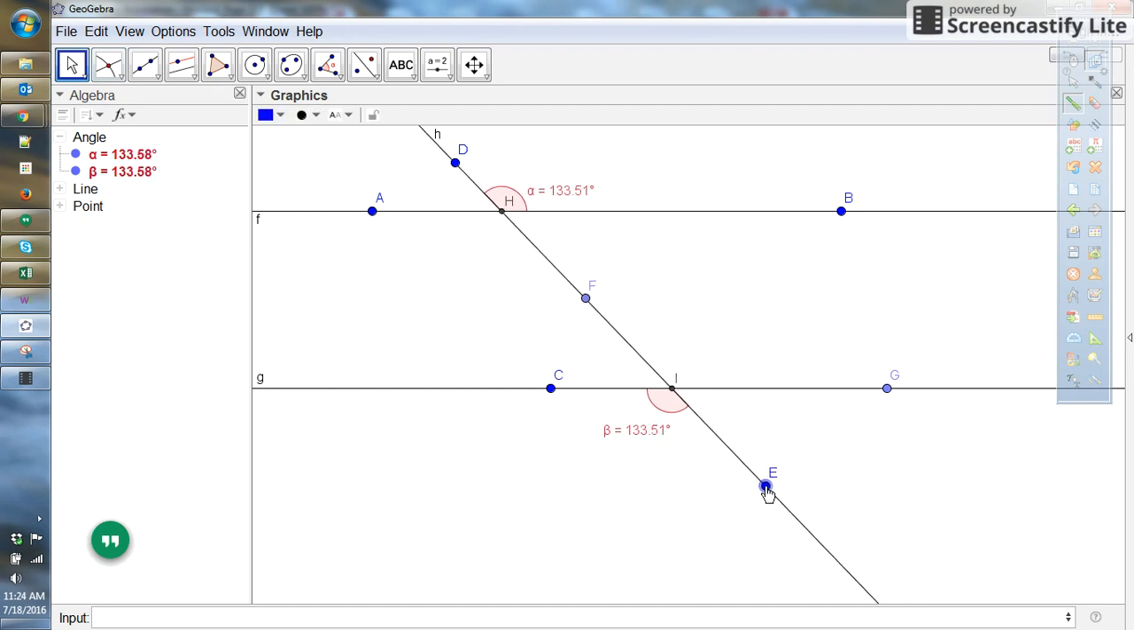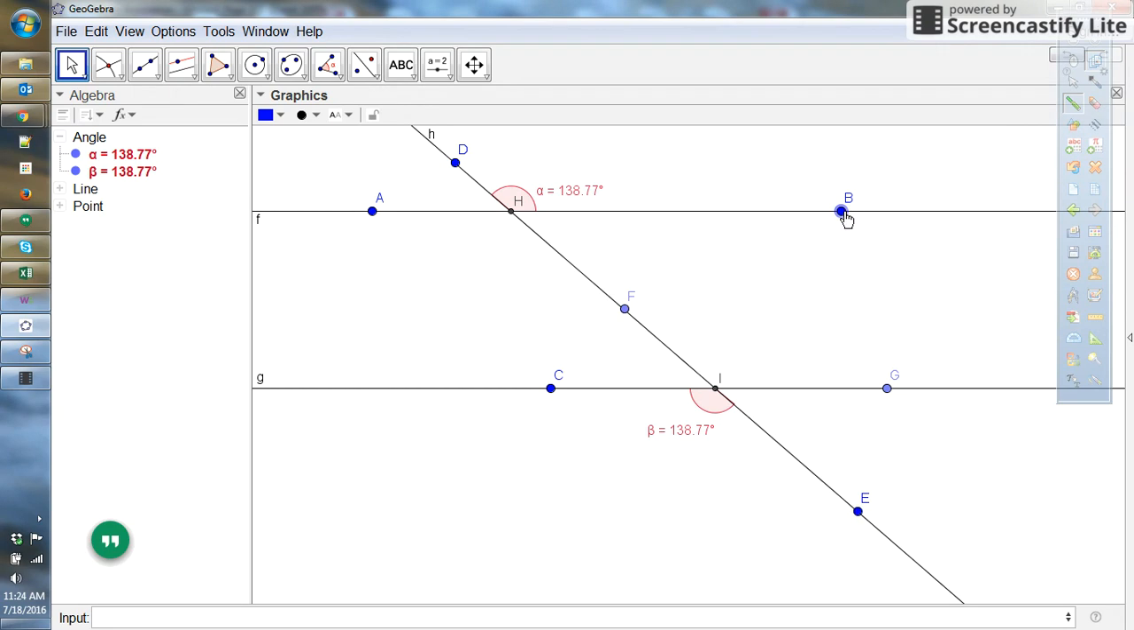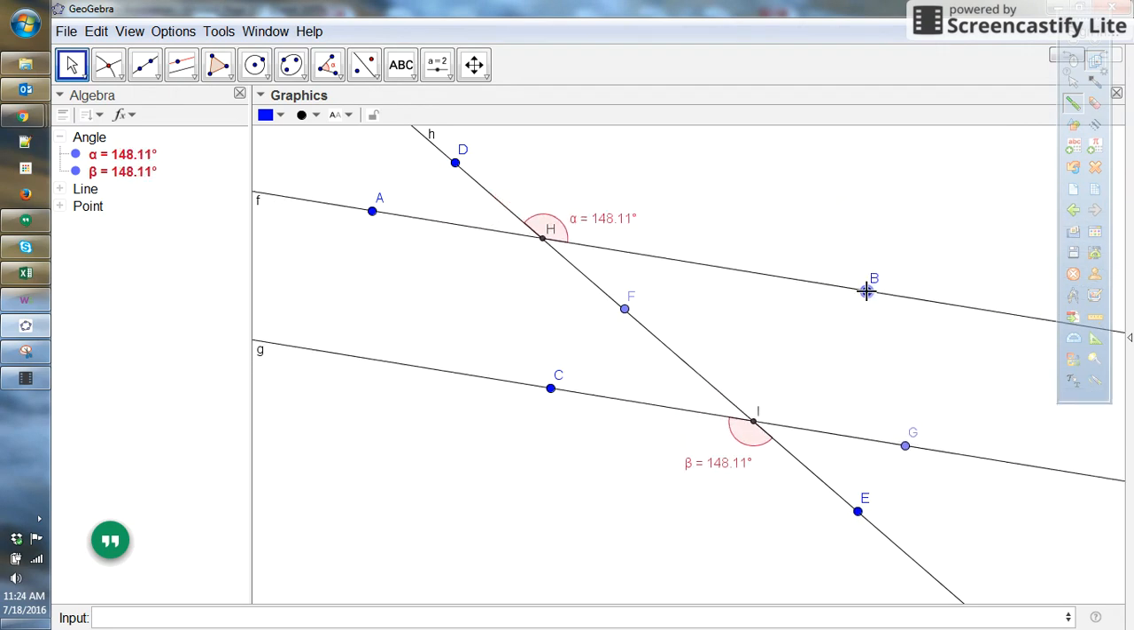Now, if I move this transversal around, you're going to notice that these angles might change their measurement, but they're always going to be congruent to each other, or equal to each other. Okay? And it's the same thing if I move the parallel lines. Since I made this using the parallel tool, it automatically moves this line too. The angle might change its measurement, but they're still going to be congruent.